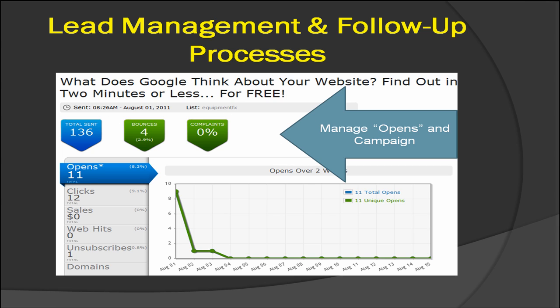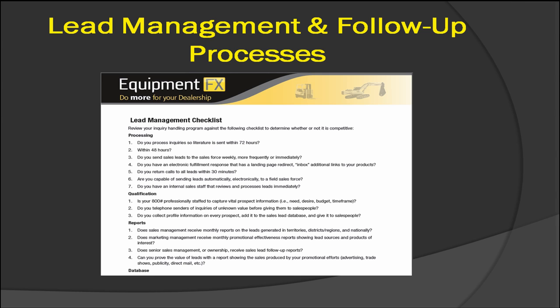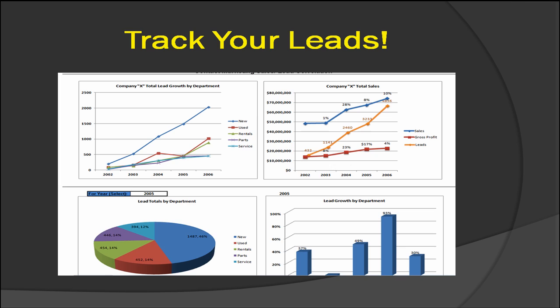Lastly, have a rigorous lead management and follow-up process checklist. You can contact us. We'll be happy to send this to you free of charge. But this breaks down the details of processing, qualification, reporting, and the database aspect of where that lead should go. And lastly, track your leads by company, by branch location, by department. You want to know if there's a correlation between leads being generated and sales being generated by branch or by region. This allows you to focus on some other lead generation activities.